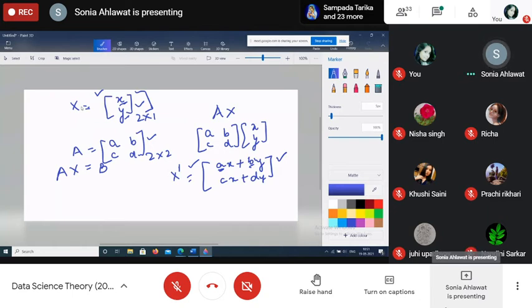Yes or no? Yes, ma'am. So now this X is nothing but basically my eigenvector.